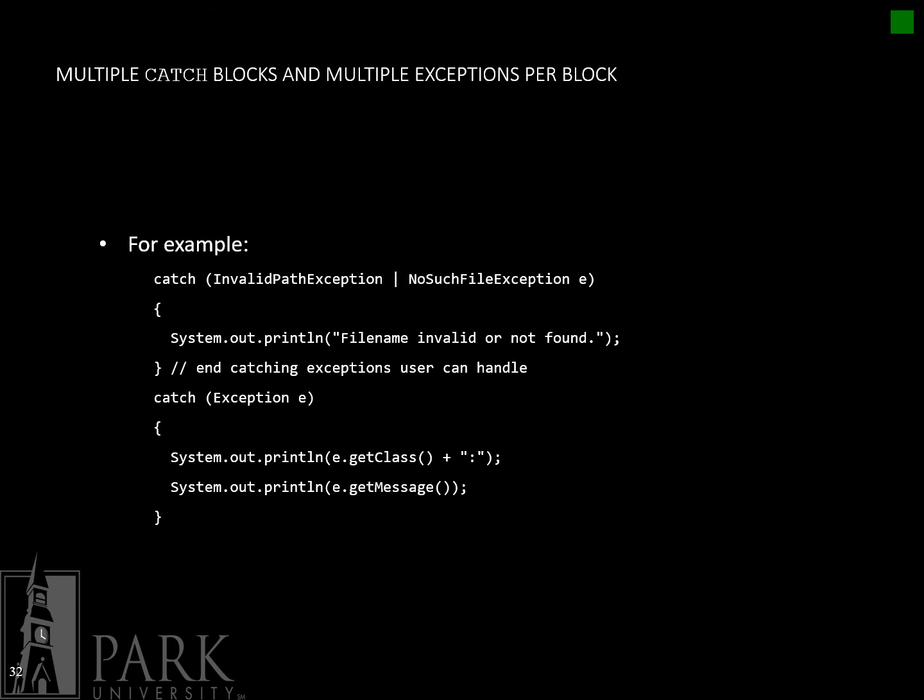When a try block might throw more than one type of exception, instead of providing one generic catch block, you can provide a sequence of catch blocks with each catch block handling a different exception type or group of exception types. For example, here you can see we're catching the InvalidPathException and the NoSuchFileException with this block right here, and then all others we're catching down here.